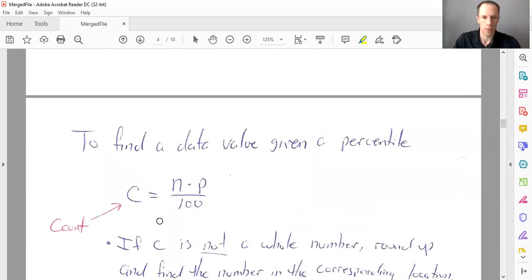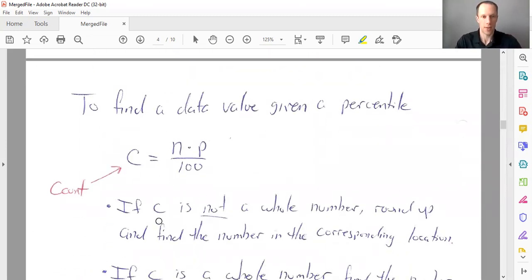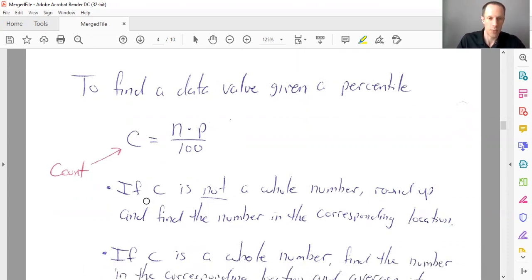Now, we can also flip this question around and say, instead of saying what's the percentile for a given data value, we could say what's the data value that corresponds to a given percentile. In other words, what data value corresponds to the 65th percentile, or what data value corresponds to the 17th percentile. In order to answer that kind of question, we have to calculate something called C, which I'm going to say stands for count. We'll see why in just a minute.